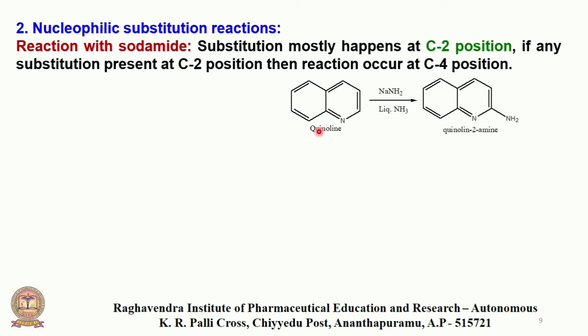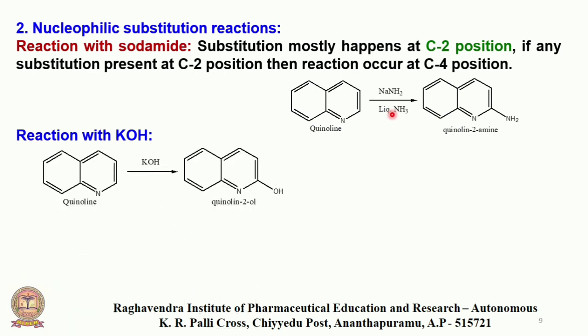It is going to give quinoline 2-amine in the presence of liquid ammonia. And by reaction with potassium permanganate, the OH nucleophile is going to attack the quinoline at the second position, giving quinolin-2-ol. So the electrophilic substitutions take place at the fifth and eighth positions of quinoline, and nucleophilic substitution reactions take place at the second position.